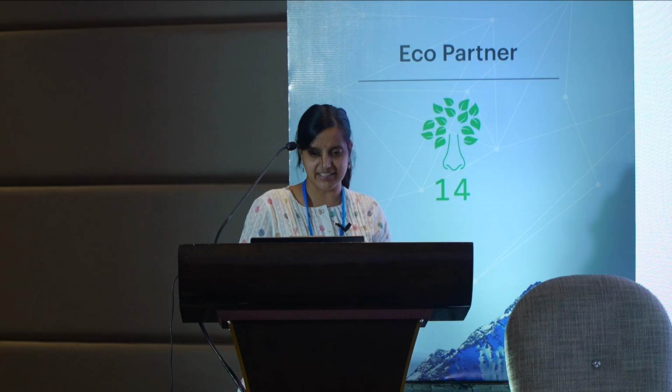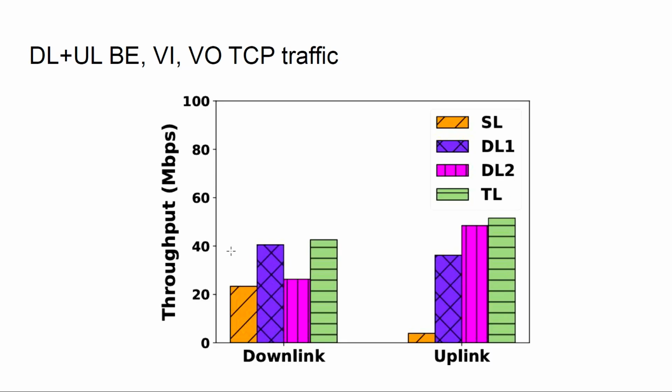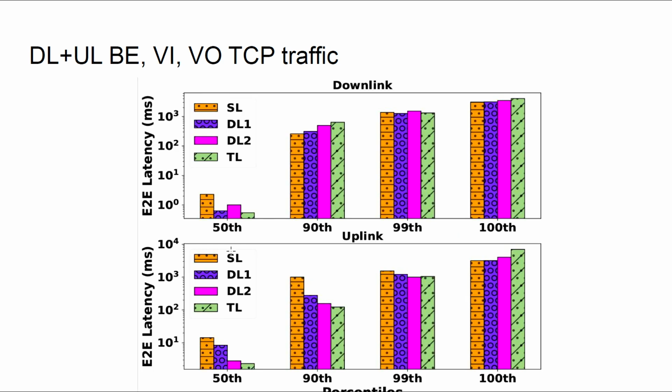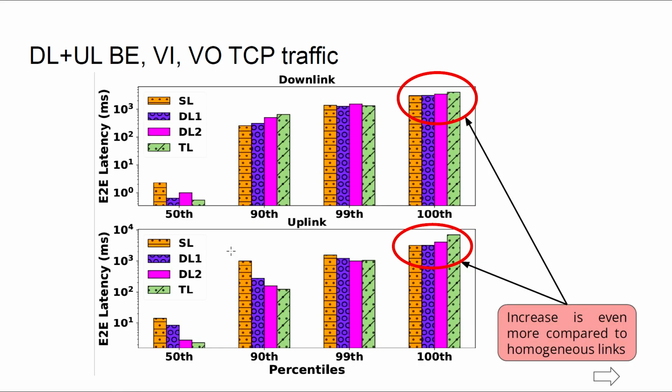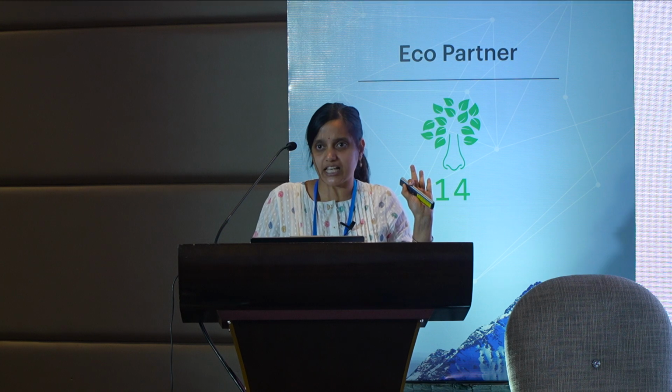And then we validated this, that we use heterogeneous links, 20, 80, 160 on 2.4, 5 and 6. So the offered load accordingly has increased, because when you are taking a single link, we are taking the 80 megahertz. So again, similar observations that the throughput increases, and these are my end-to-end latency plots. And now we see that this increase in end-to-end latency is even more, and that is expected.